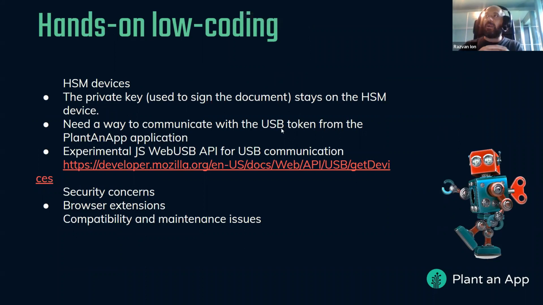As I mentioned, the private key stays on the USB token, on the USB stick. No one else can get access to it. The signing happens on the device. So we need a way to communicate with the USB stick from a PlantAnApp application, and there are a number of ways to do that. There is an experimental web USB API. There are some security concerns about that one, and it's still experimental. You could create browser extensions. There are compatibility and maintenance issues when you go down that route.